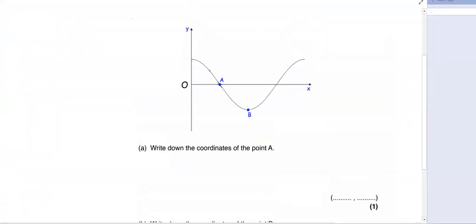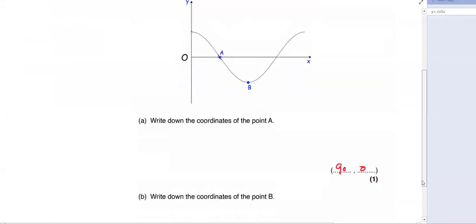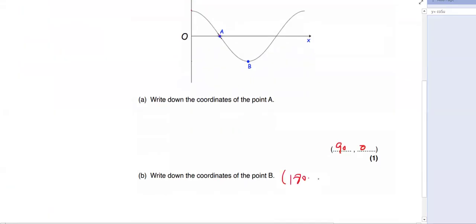This graph, what do you think? Is it the graph of y equals cos x? Yes. So what are the coordinates of point A? 90, 0. What about B? 180, minus 1. Okay. So the maximum of the questions will revolve around this one. You should be able to identify them. If any question related to sketching is given in this way, you should be able to sketch them.